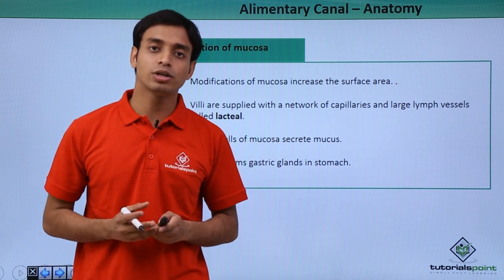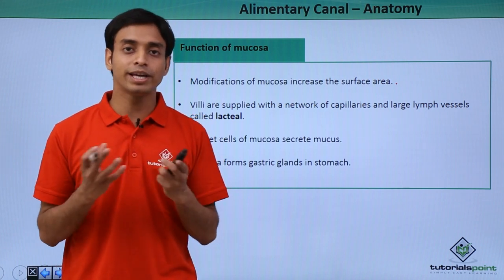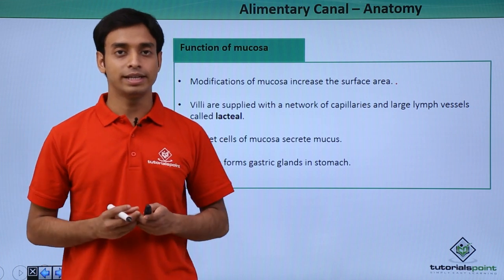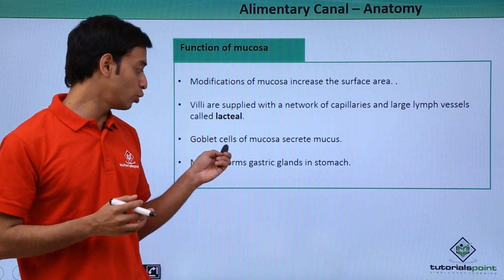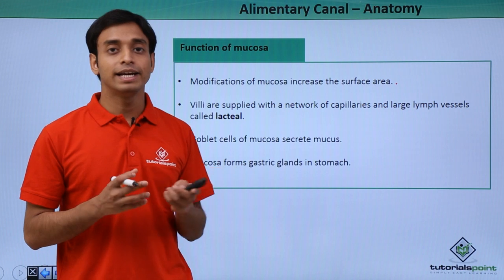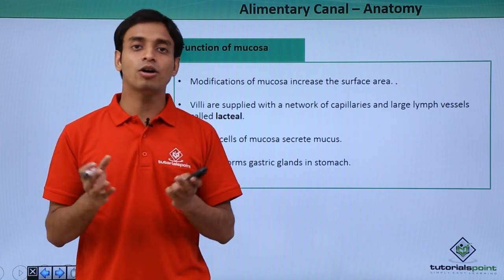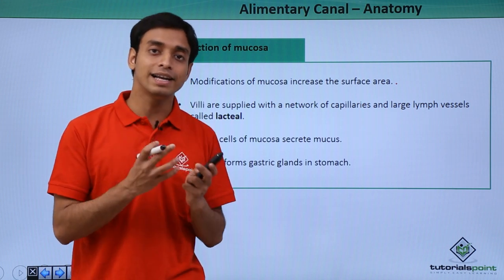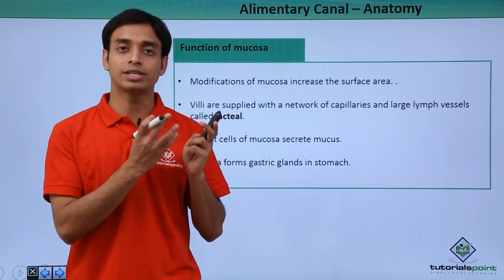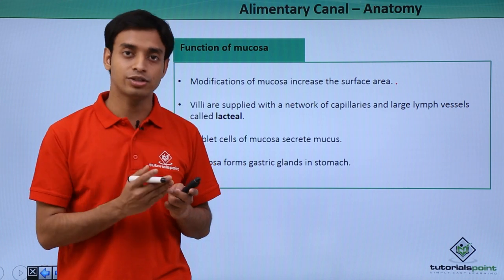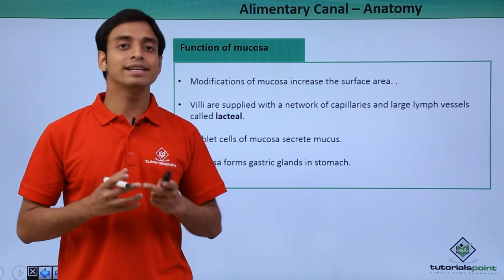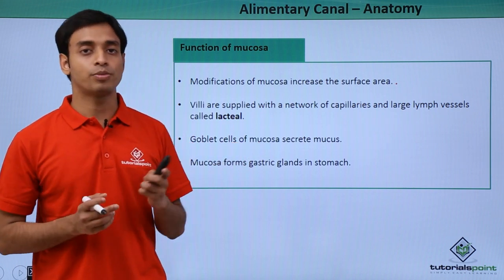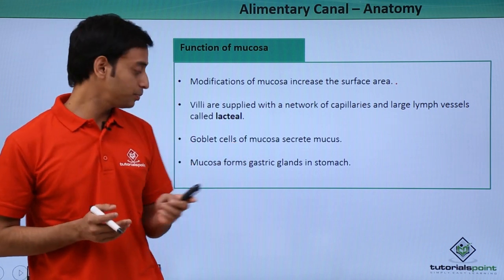The goblet cells of the mucosal layer secrete mucus. Now what's the function of the mucus? Mucus actually helps in lubrication, or helps in the smooth movement of the food materials through the intestine. Also, the presence of this mucus helps in the protection of the layer of the intestinal cells from the HCl, from the highly acidic environment which was initially present in the stomach. Now this HCl can easily damage the cells present in the intestine. This is prevented by the presence of the mucus layer.